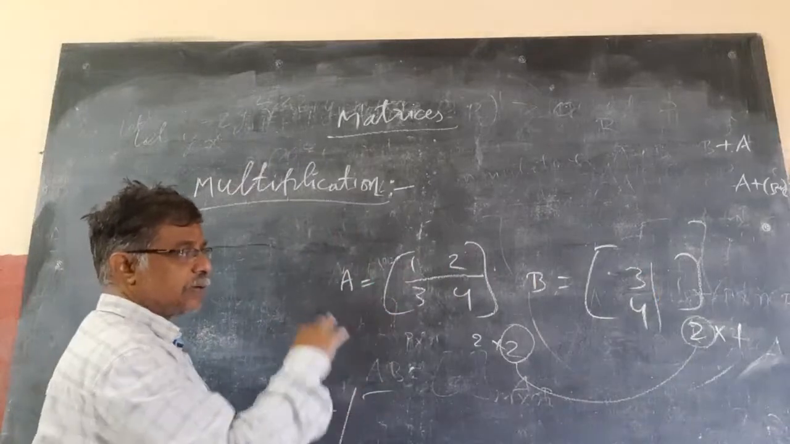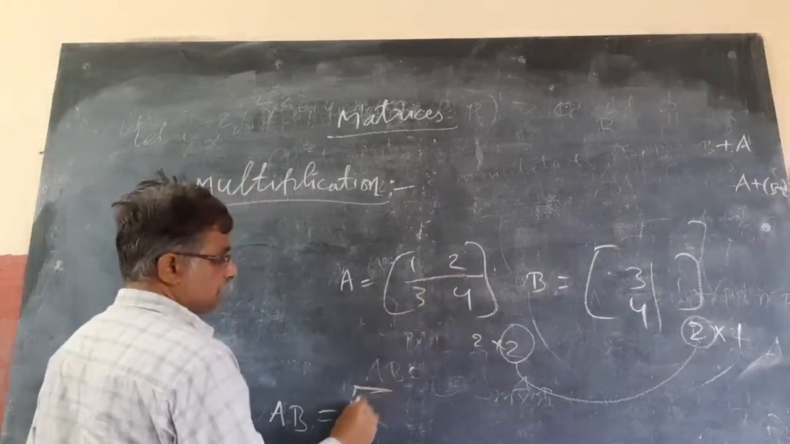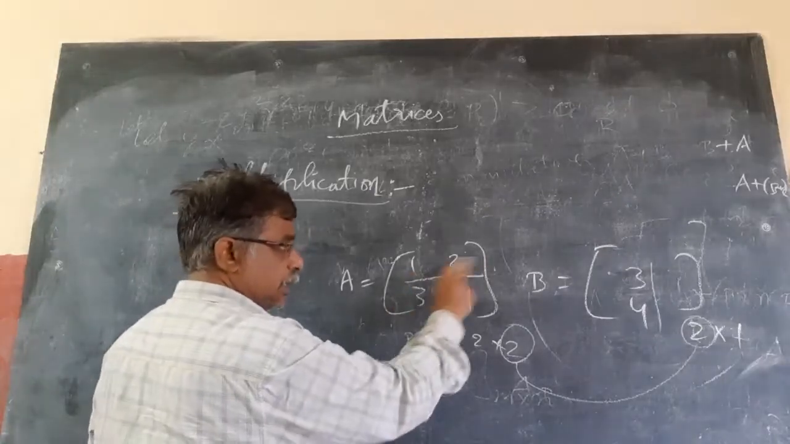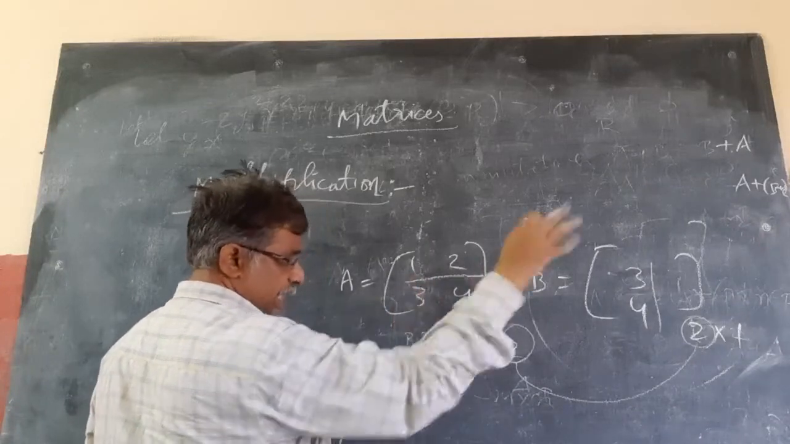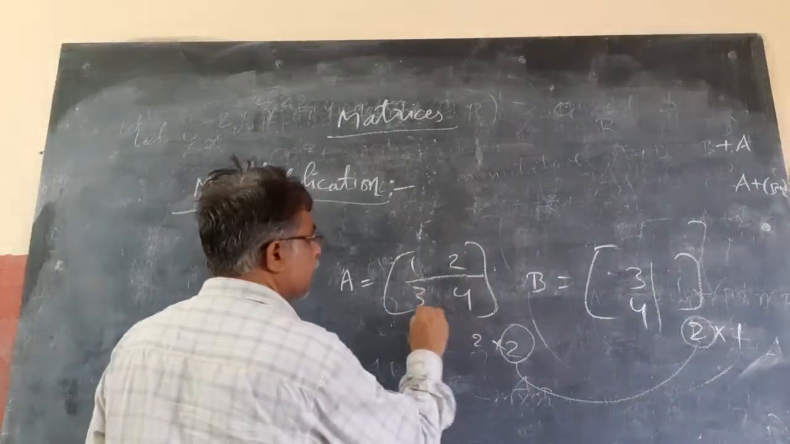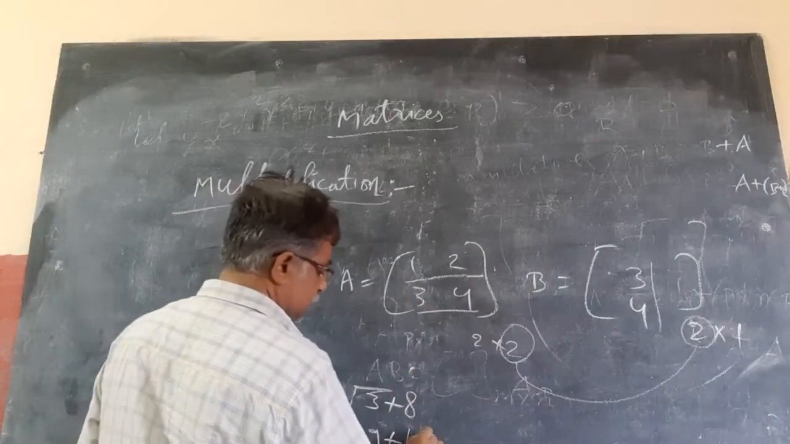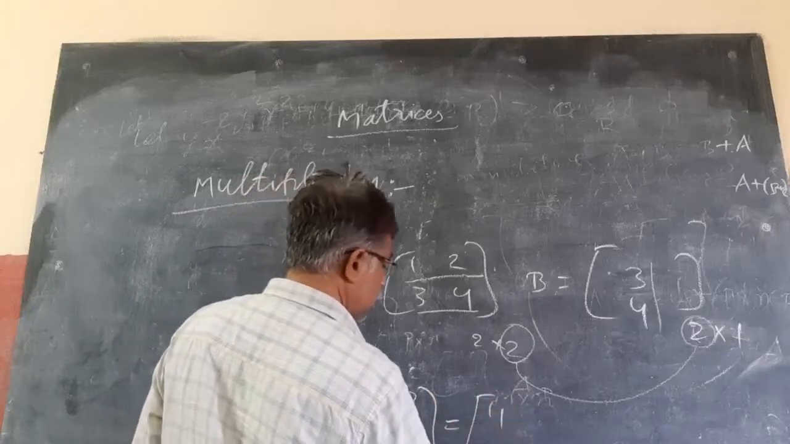First row with first column: 3 plus, sigma I kept, means plus 2 into 4, which is 8, so 11. First row with second column, there is no second column. Next, second row with first column: 9 plus 4 into 4 is 16, so 25. So the resultant is 11, 25.